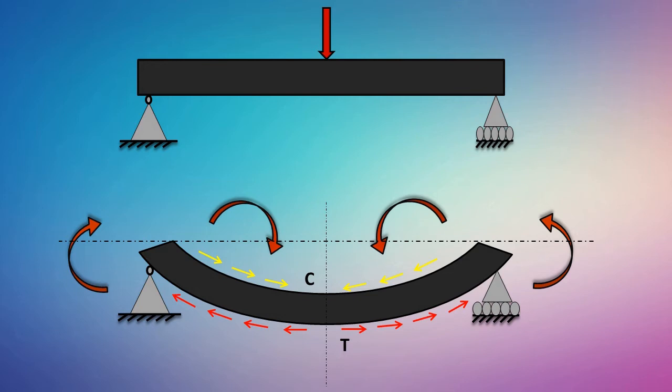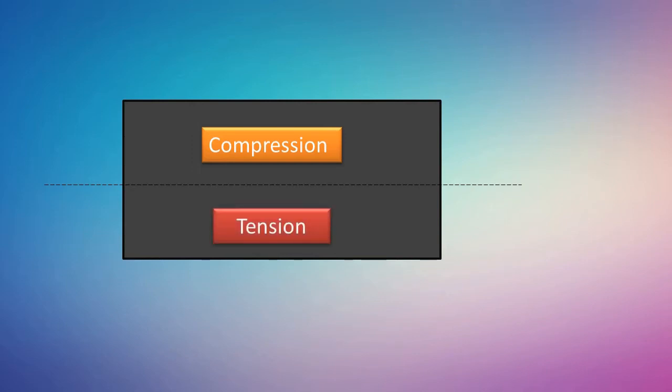Due to this tension at the bottom, there are chances of a crack at the bottom of the beam. This behavior of the beam is called the sagging of the beam. We saw that due to the sagging of the beam, top part of the beam comes under compression and the bottom part of the beam comes under tension.